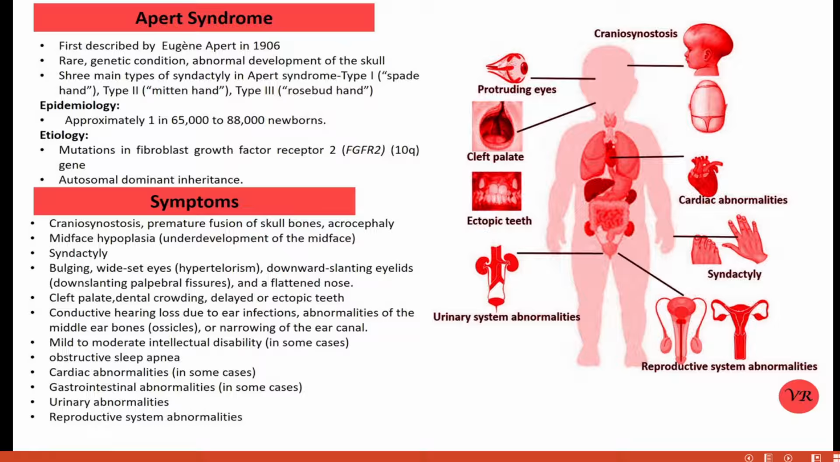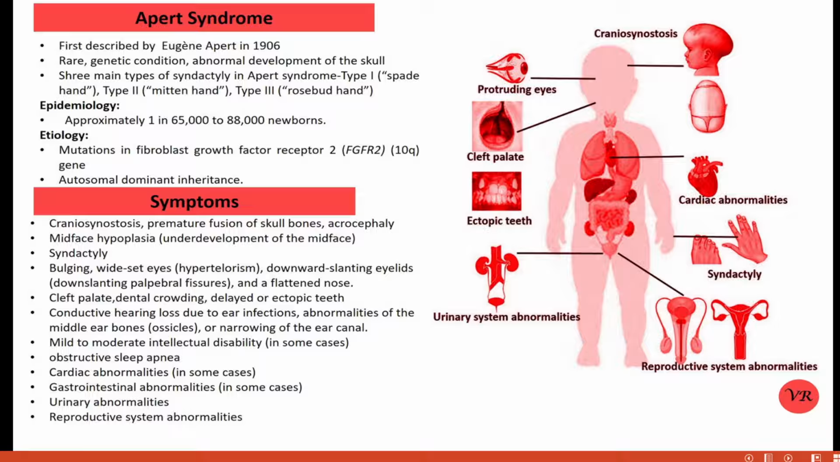Apert syndrome is a rare genetic disorder characterized by a combination of physical, developmental, and intellectual features due to a mutation in the FGFR2 gene. It falls under the category of craniosynostosis syndrome, where early closure of the skull bones affects head and facial shape. Early closure of skull sutures leads to an abnormal head shape and facial appearance.